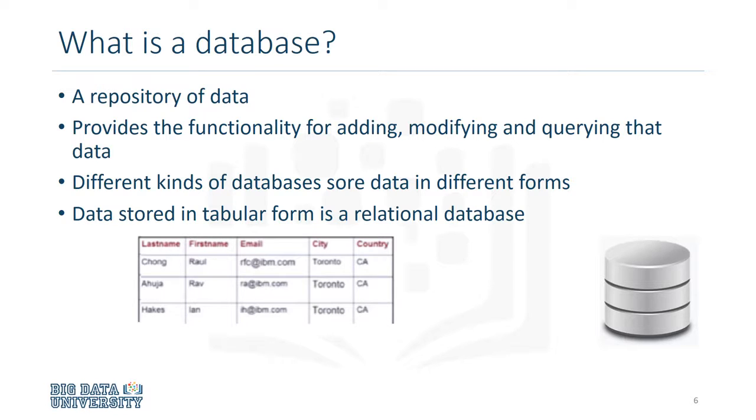When data is stored in tabular form, the data is organized in tables, like in a spreadsheet, which is columns and rows. That's a relational database. The columns contain properties about the item, such as last name, first name, email, address, city. A table is a collection of related things, like a list of employees or a list of book authors. In a relational database, you can form relationships between tables.